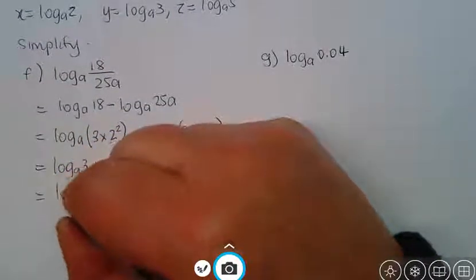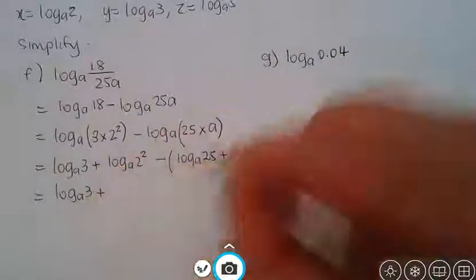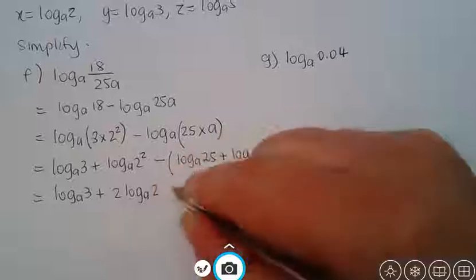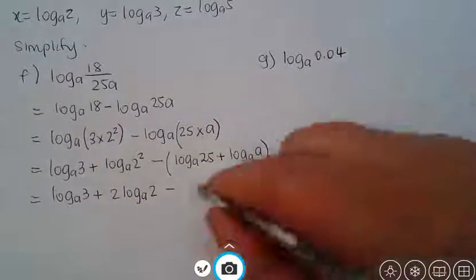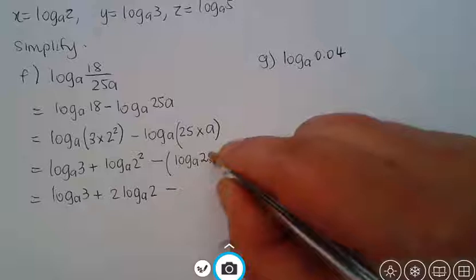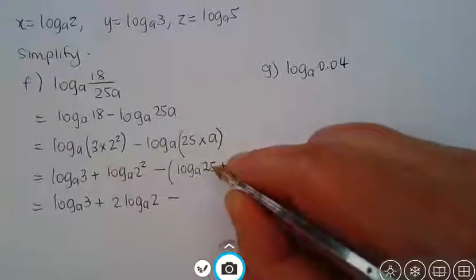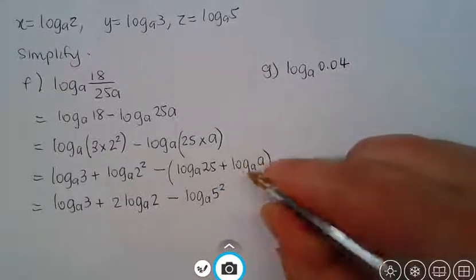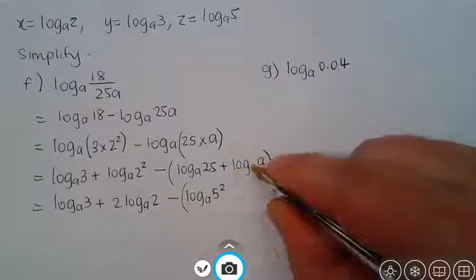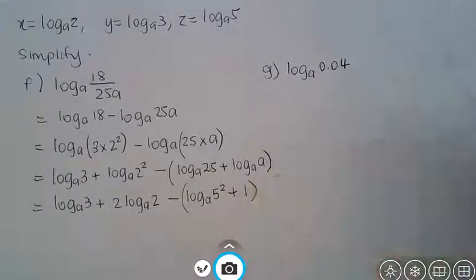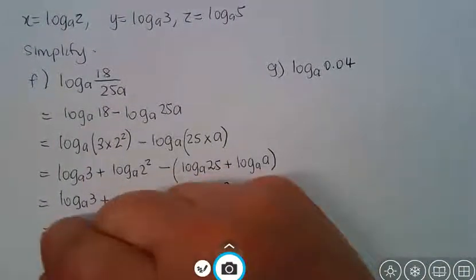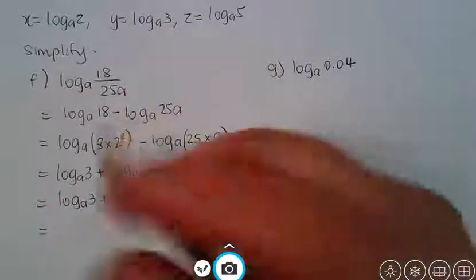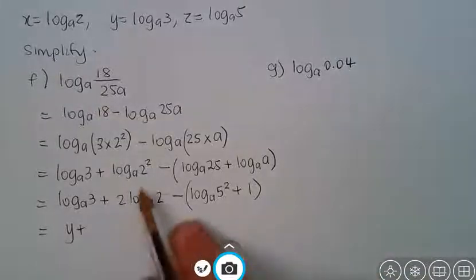Now, this is log to the base a of 3 plus, I'm going to bring this 2 to the front, 2 times log to the base a of 2. Now I'm going to remove my brackets as I do this. Log to the base a of 25 is log to the base a of 5 squared, and I'll keep my bracket actually, and log to the base a of a is 1. So now I'm going to remove my bracket in the next step, and I'm going to start substituting. Now log to the base a of 3 is y. 2 times log to the base a of 2.